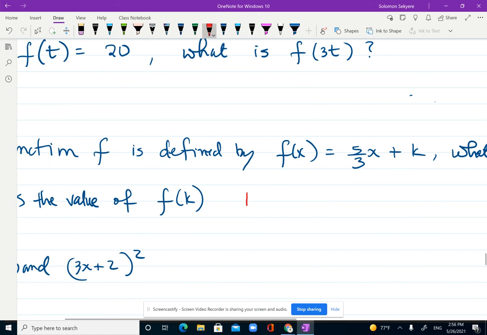what is f of k if f of, let me see, I think f of 9 is equal to 18.